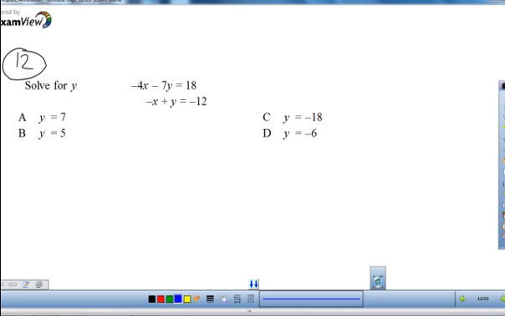Okay, solve for y. So once again, notice my equal signs match up. Since I'm trying to solve for y, I'm going to get rid of the x's. So what do I have to multiply the bottom equation by to get rid of the x's? I'm going to multiply it by negative 4. So negative 4 times negative 1x is positive 4x. Negative 4 times y, negative 4y. And negative 4 times negative 12 is positive 48. The top equation stays the same.